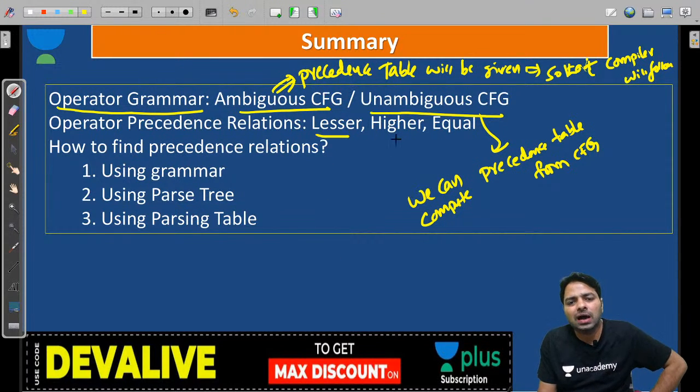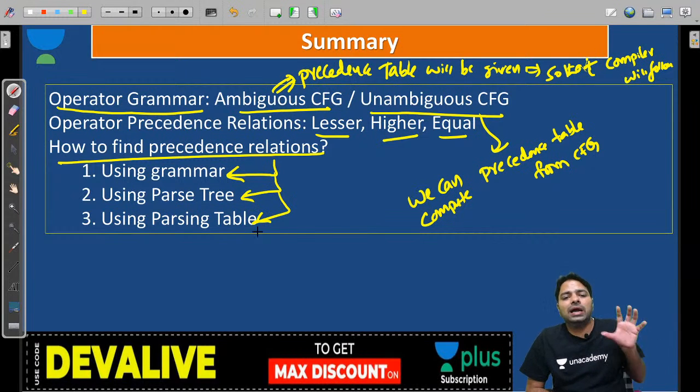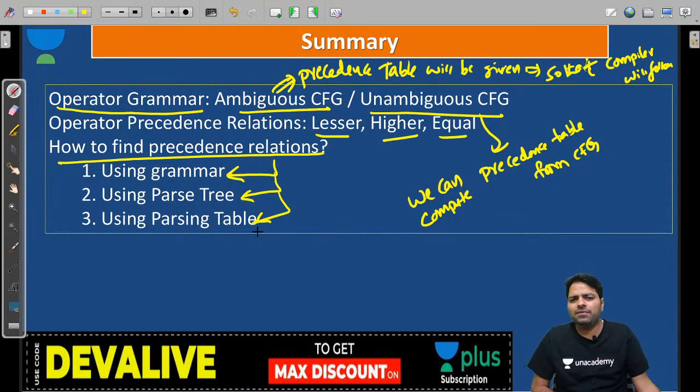Okay, and you have understood lesser, higher, equal, and how to find the precedence relations. You can find using grammar, you can find using tree, you can find using table. You can decide. In the exam, all the 3 types of questions are there. Okay, very easy questions. Just go to the previous year GATE questions and practice. I hope every GATE question could have been answered very easily if you have this concept.